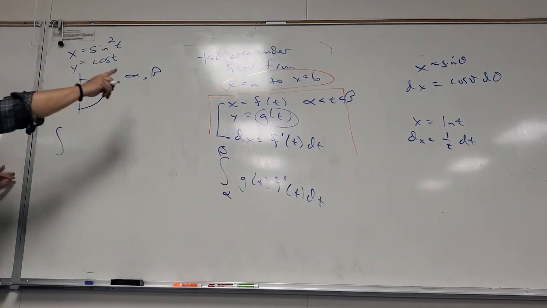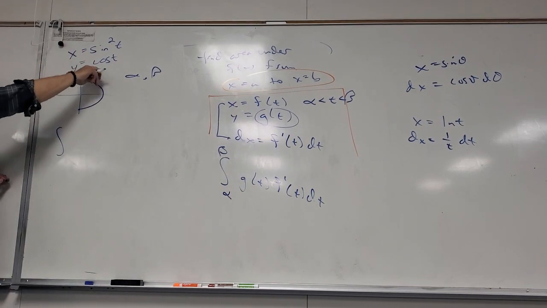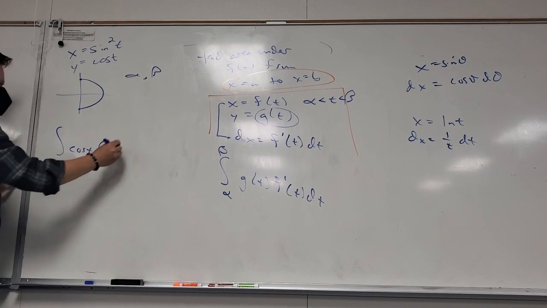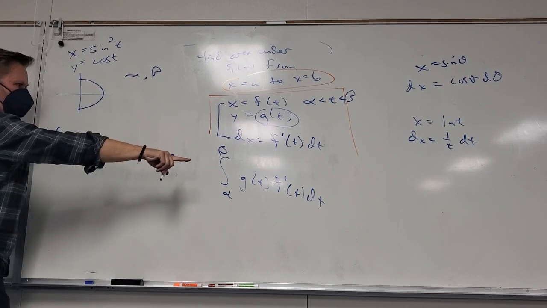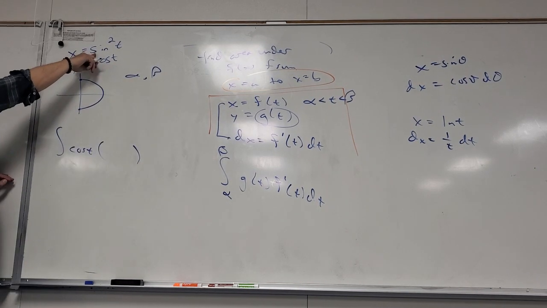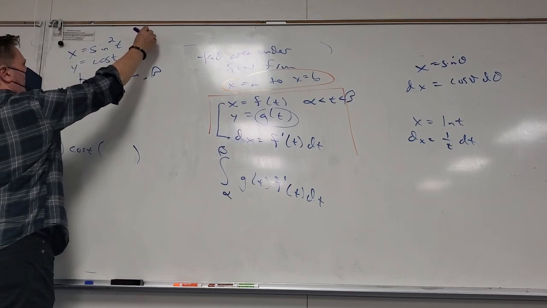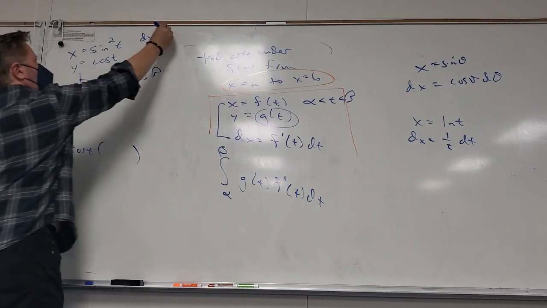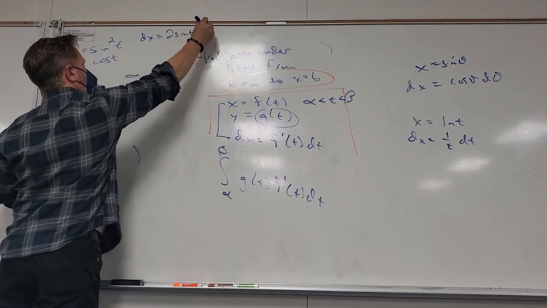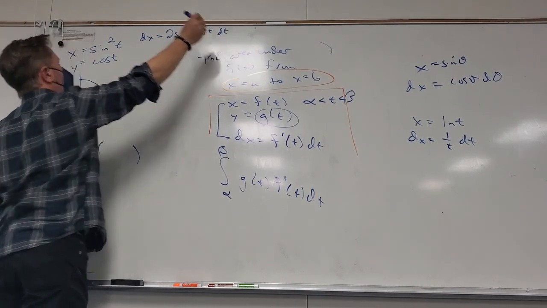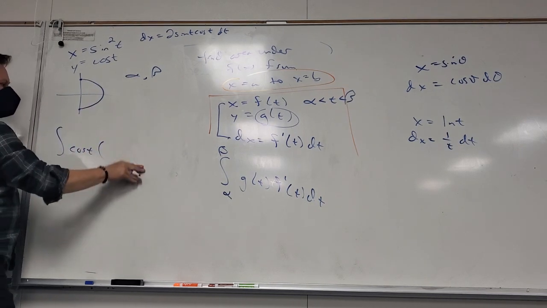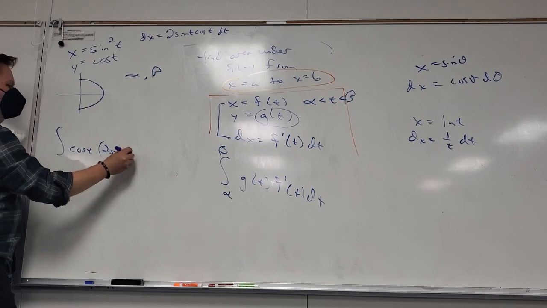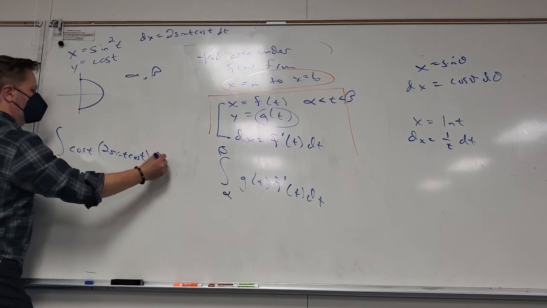What's g of t? So cosine t. How do I get this next bit? What do I have to do? x prime. So what's the dx? 2 sine t cosine t dt. So this will be 2 sine t cosine t dt.